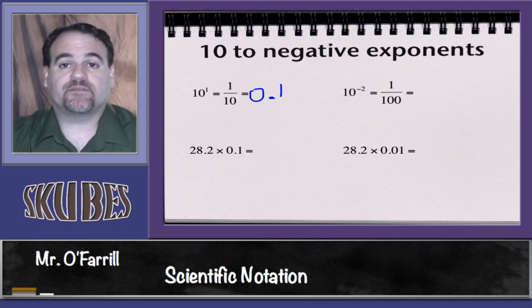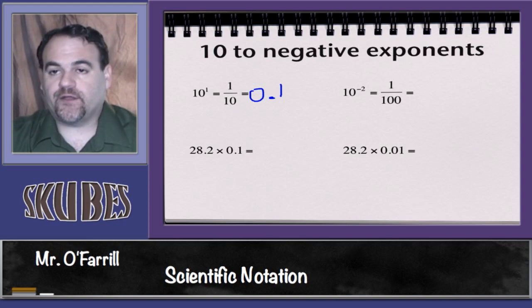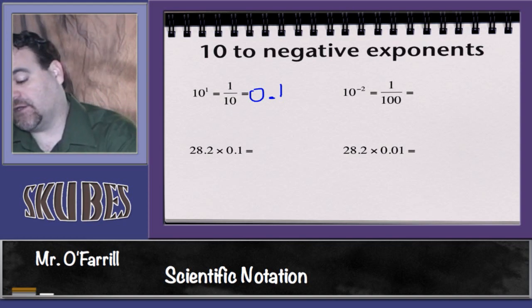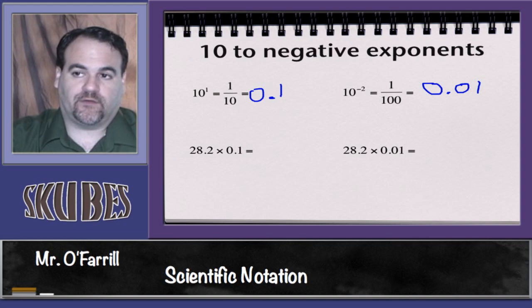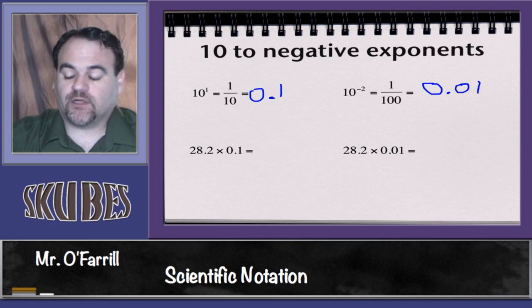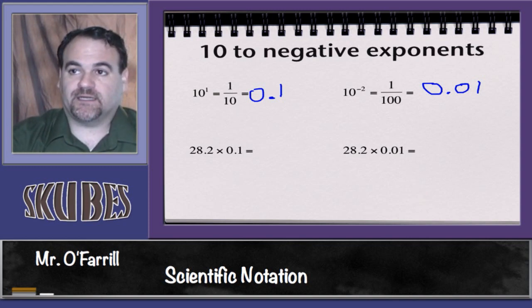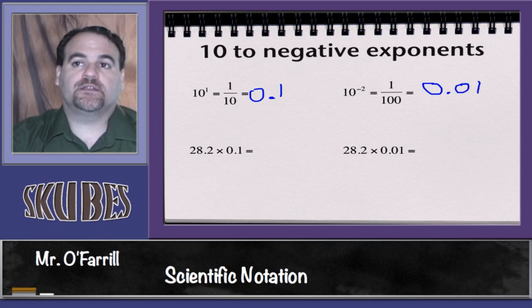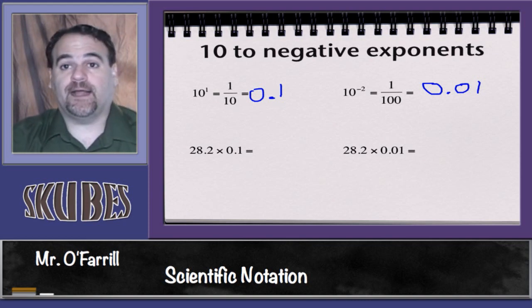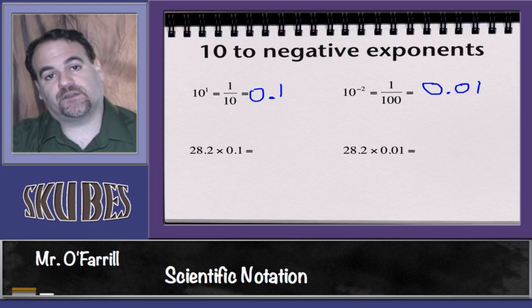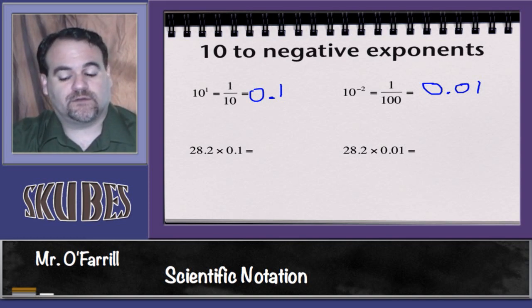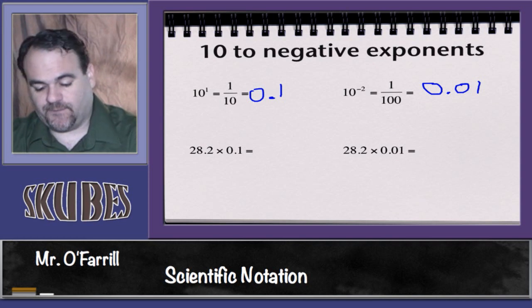10 to the negative 2nd power is 1 over 100, which is going to be 0.01, or as a placeholder, a lot of people like to do 0.01. And we're going to go ahead and do it that way, because just like moving the decimal point to the right, if you're going from scientific notation into the regular numbers, we're going to be moving it to the left with these numbers.